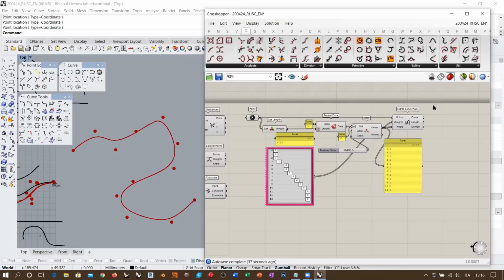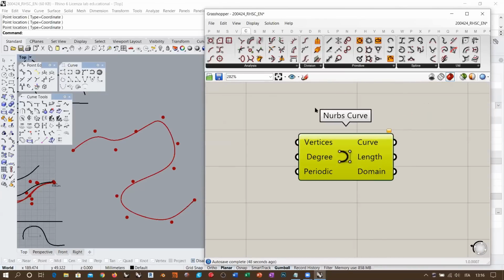Fantastic. And if you use the normal NURBS curve, the knots are generated automatically. Yes, exactly. Okay. Exactly. Yeah.